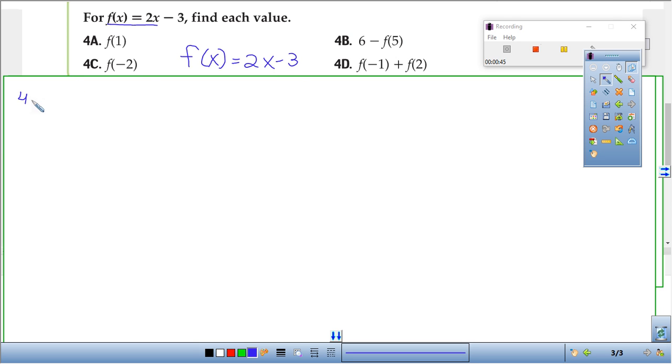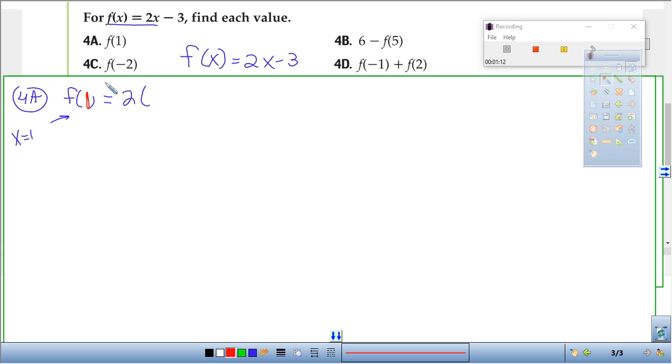What part A says is, hey, f of 1. Do f of 1. What do you think that means? This one, just in case, means x is equal to 1. All right? So f of 1 is equal to 2 times, you know what, let me change color.